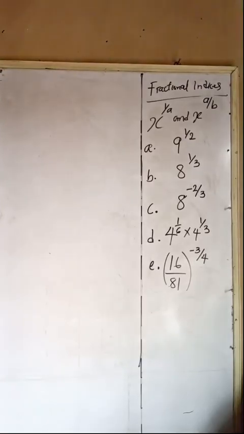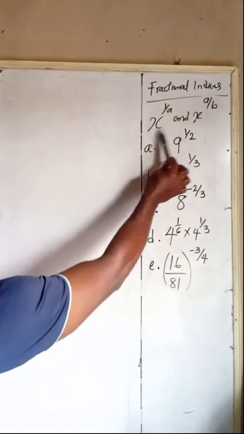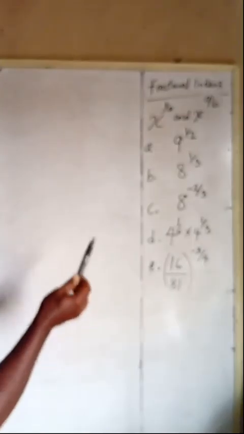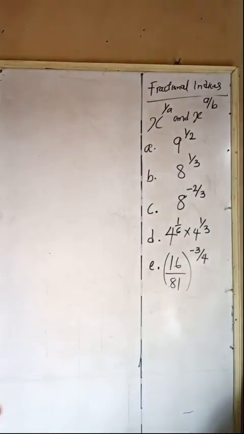Fractional indices. These are the forms of fractional indices. This is the format whereby we see fractional indices. We are going to use it to solve all these questions. I will serve it as an example.